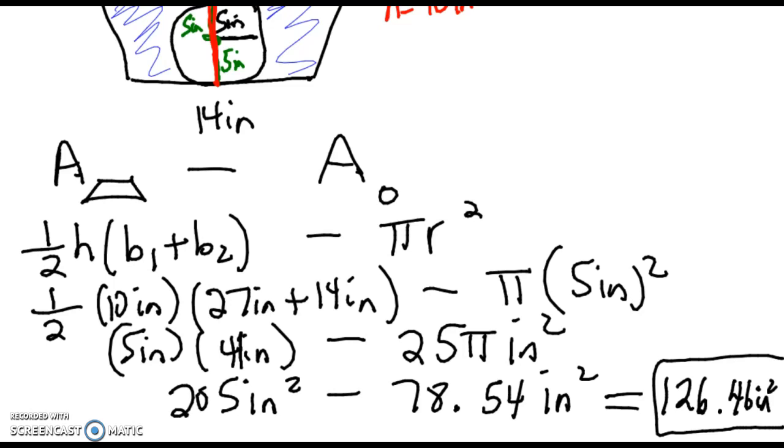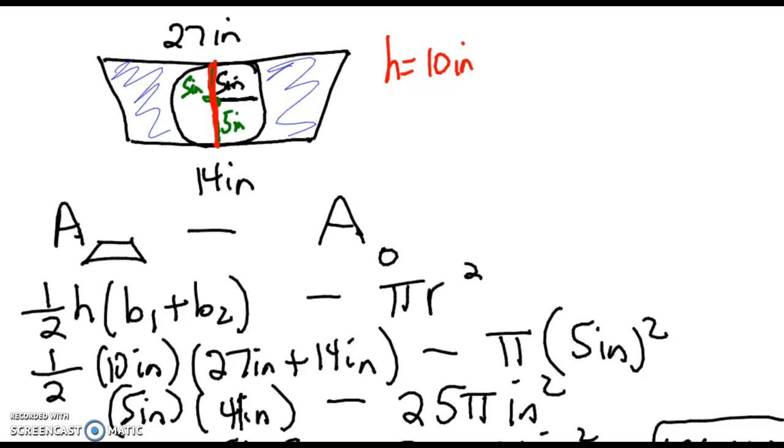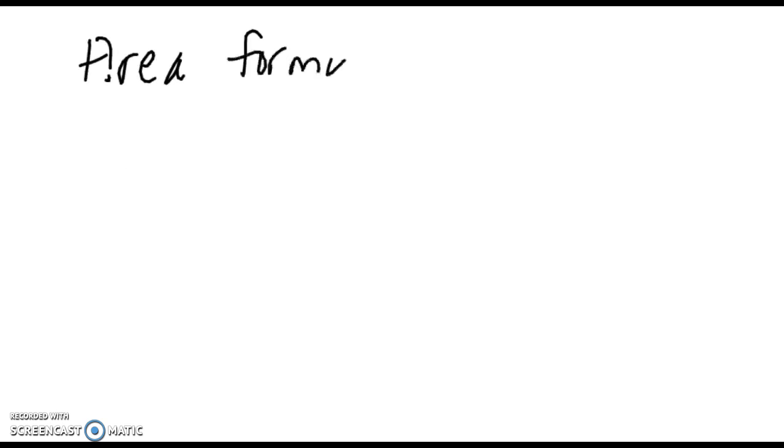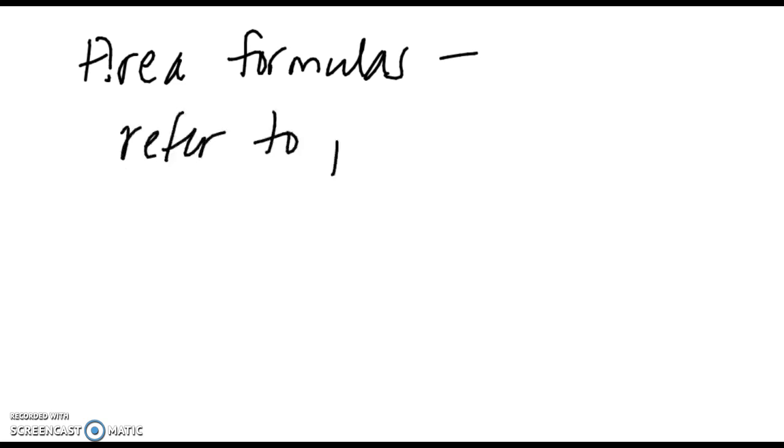I'm going to conclude this brief discussion by just reminding you that different shapes have different formulas for calculating the area. And you can find these formulas in your textbook in section 8.3. And I'm going to write the page numbers for you. Please refer to page 459 in your textbook. Let me know if you have any questions.